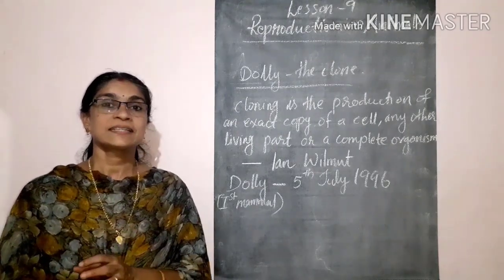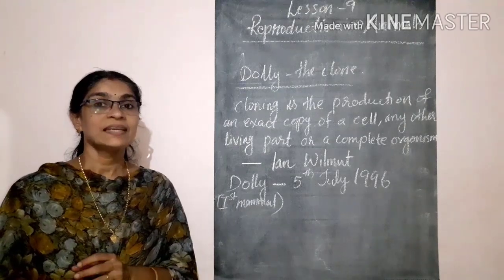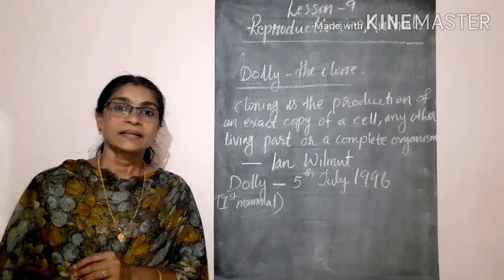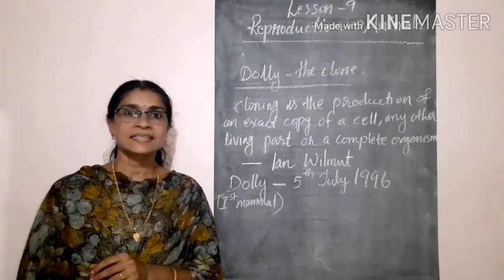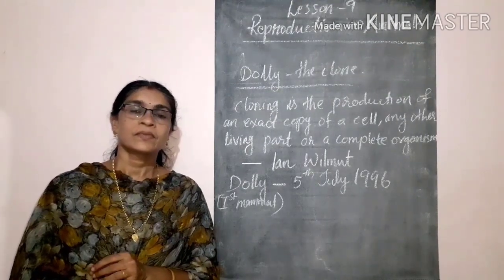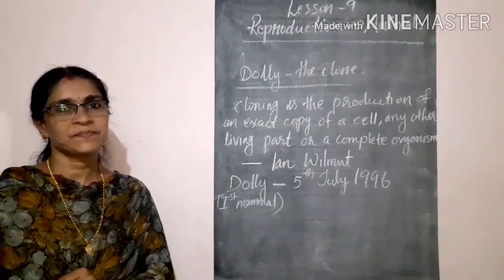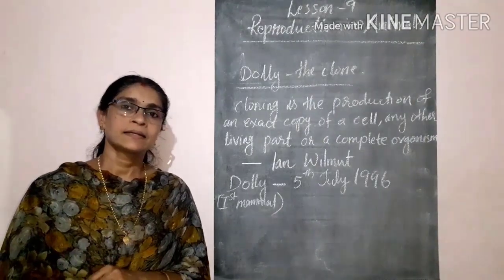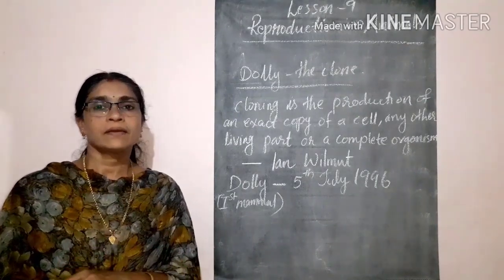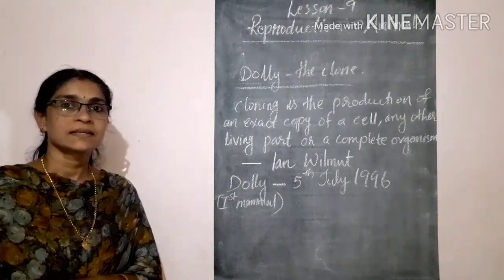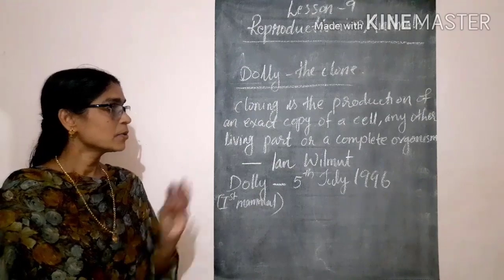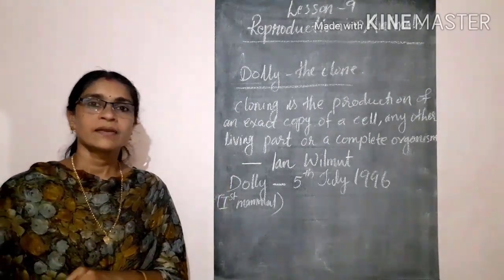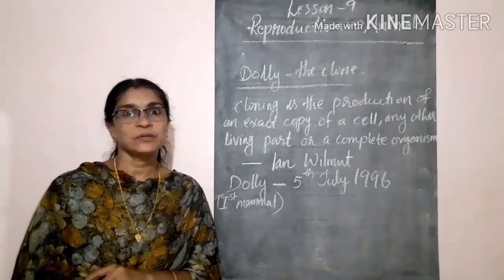He produced Dolly in the year 1996, July 5th. Later, many animals were produced by the process of cloning. Now let us observe a video.